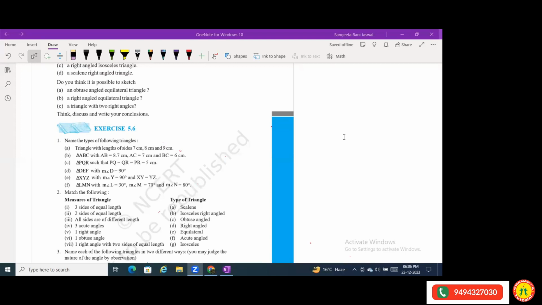Shall we read the first one? A part. Triangle with lengths of side 7 centimeters, 8 centimeters, and 9 centimeters. Ma'am, it's a scalene triangle, because all sides are different. Ma'am, because it has no equal sides. It has no equal sides, so that's a scalene triangle.